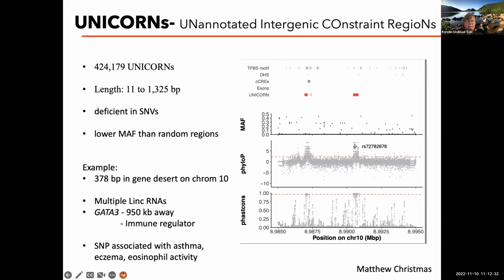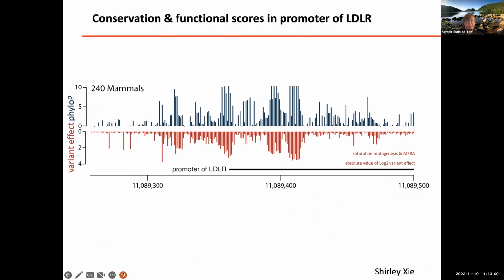And I'm showing you an example here. This unicorn is about 380 base pairs and is sitting in a gene desert on chromosome 10. There are multiple lncRNAs in the region, but the closest protein coding gene is the GATA3 gene, which is about a megabase away. GATA3 is interesting because it's an immune regulator. And intriguingly, within this particular unicorn, we have a SNP that's highly associated with asthma, eczema, and eosinophil activity. So we can have a relatively high likelihood that this variant is functioning through this unicorn.